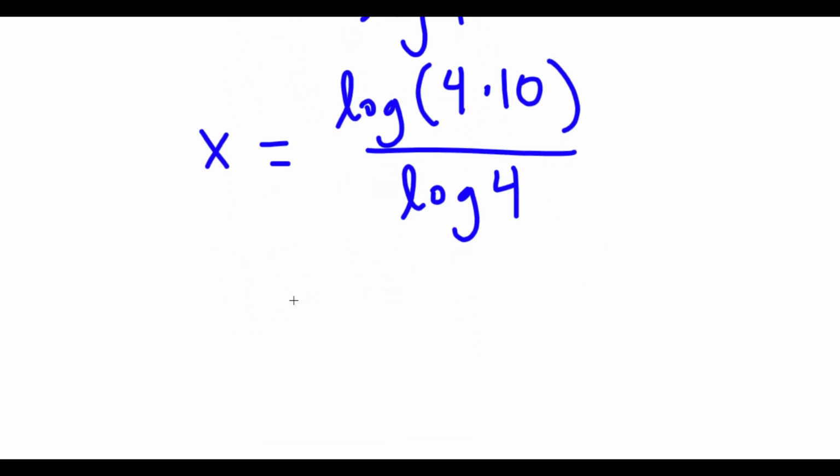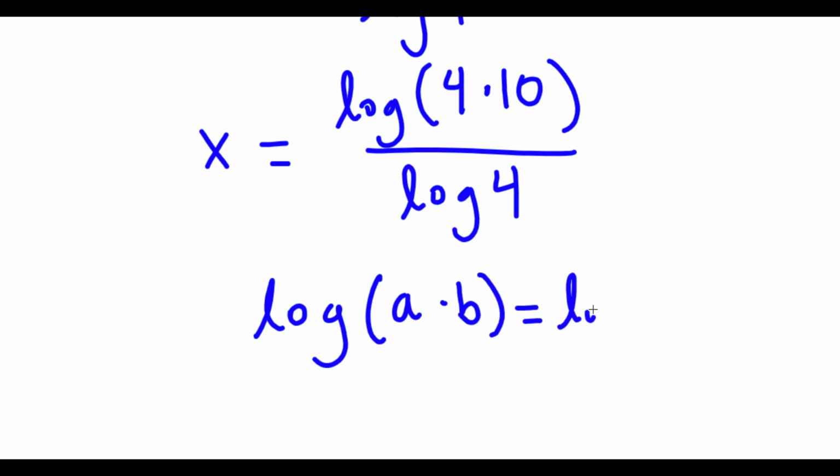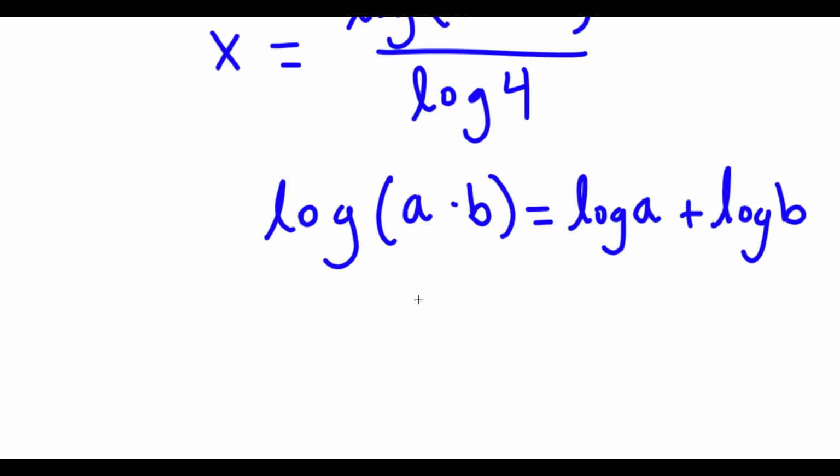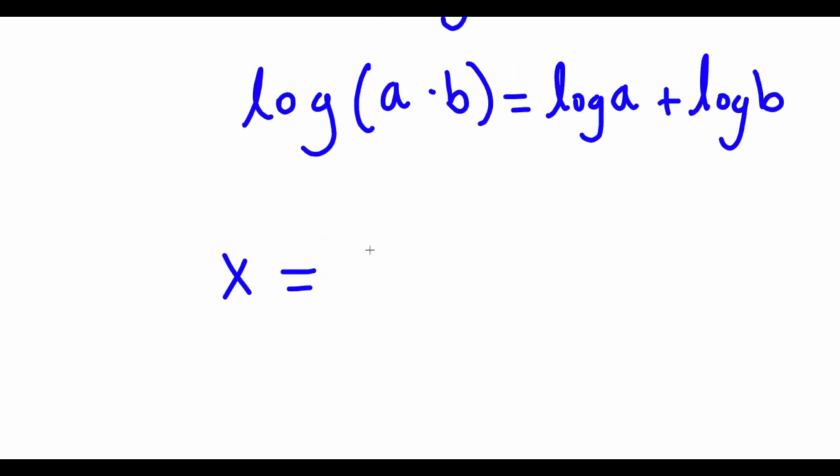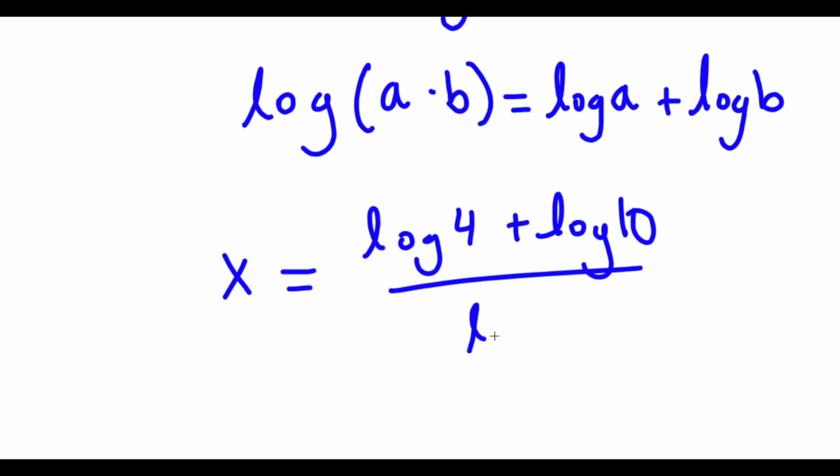And now if I have something in the form log a times b, this is equal to log a plus log b. So in this case, I have log 4 times 10. So this is equal to log 4 plus log 10. And now I have this over log 4.